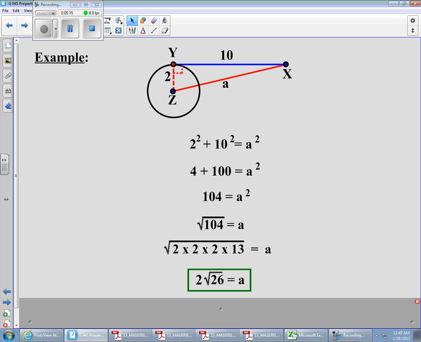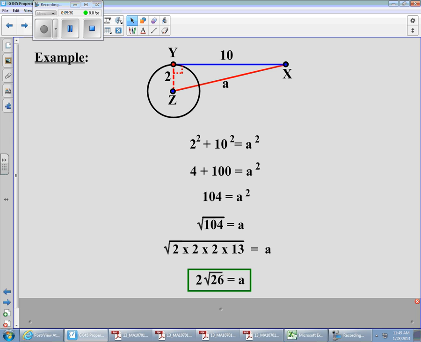It's 26. Okay, so there is your answer, 2 square root of 26. Now, if a question like this showed up on an end of year test, it would be a decimal point. Okay, so like somebody said, we would be able to go to our calculator, take the square root of 104, find out what the decimal point is, and I think it's something like 10.1, 10.2, somewhere in there.